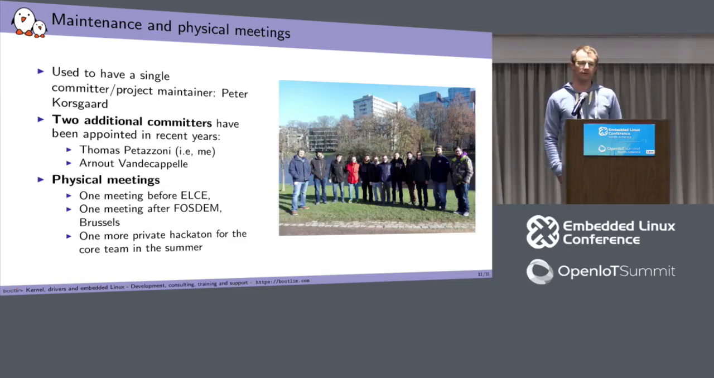In terms of maintenance, we used to have that single committer project maintainer model, a little bit like the Linux kernel, but of course to a different scale. We now added two additional committers that have the same power, so just three people that can commit to the official repo. I've been part of this team of three people. And that has helped integrate more patches and review more work and get more stuff merged in a more reasonable time frame.